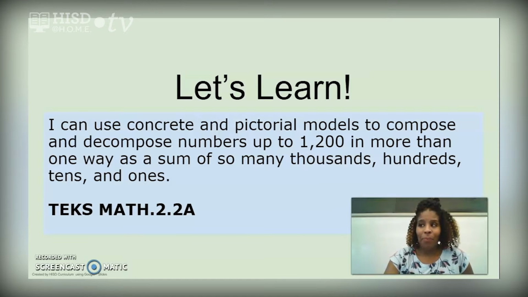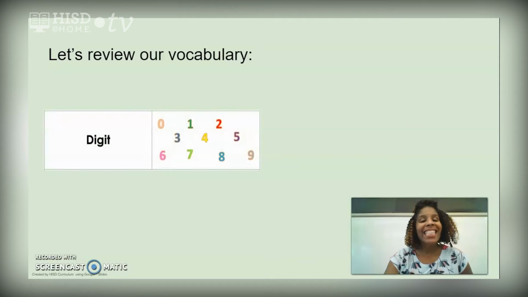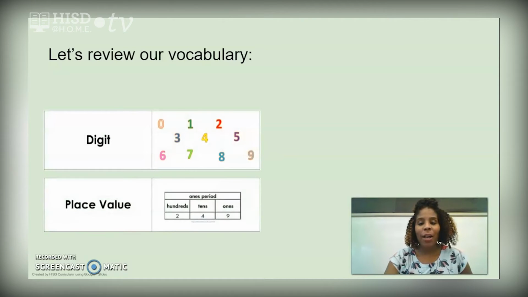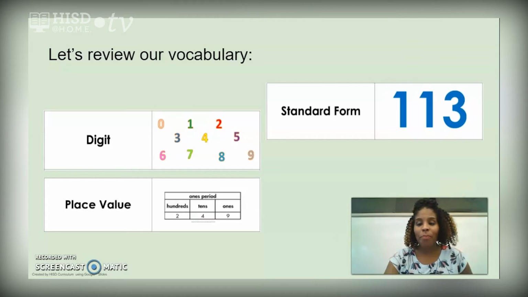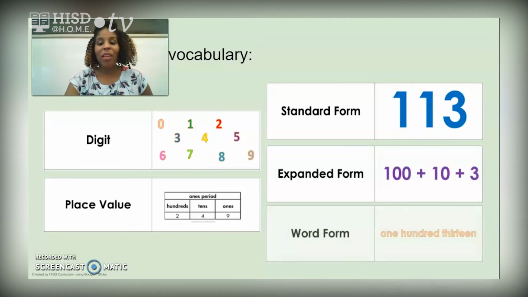Our objective for today: I can use concrete and pictorial models to compose and decompose numbers up to 1,200 in more than one way as a sum of so many thousands, so many hundreds, so many tens, and so many ones. Let's review some vocabulary you're going to hear throughout today's learning. Digit, place value, standard form, expanded form, word form. You're going to use these vocabulary words throughout today's learning.